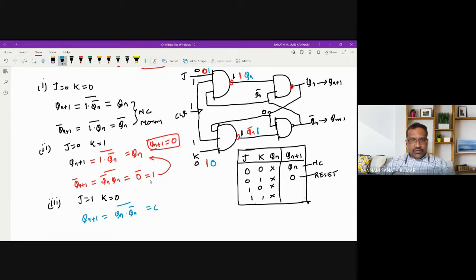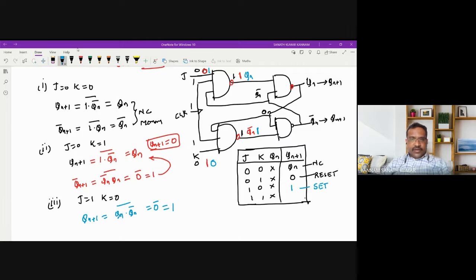So this is equal to what? 0 bar. This is equal to 1. So that means here you are getting some output, either 1 or 0. No need to check for the complemented form. You are getting Qn plus 1. So when J equals 1 and K equals 0, you are getting 1. That is nothing but the set state.